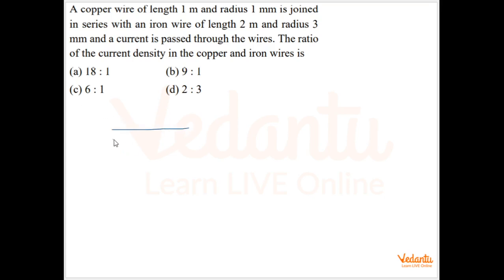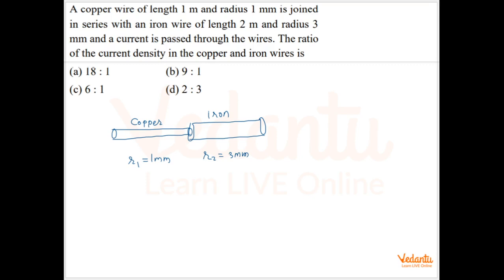So first, let's say is the copper wire, and then it is connected in series with an iron wire. The first one has a radius of 1 millimeter, the second one has a radius of 3 millimeter. Now understand that when wires are connected in series, their current will be the same.